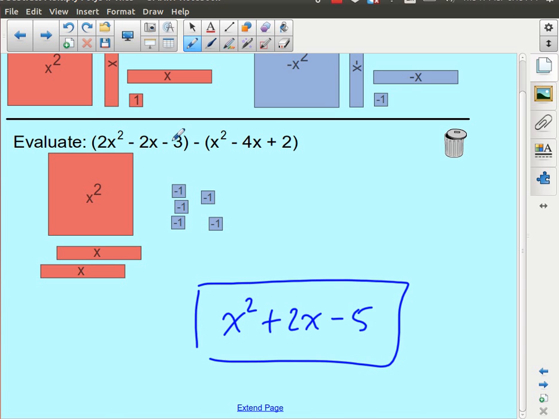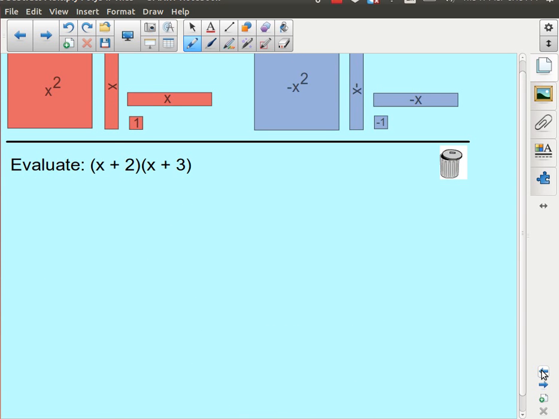And again, if you're feeling comfortable, you can go ahead and do this algebraically and confirm that that is the correct answer. Okay, now this is an interesting one, and this is really our target. This is what we want to get to. This time I'm multiplying x plus 2 times x plus 3. Now that's a little unusual.